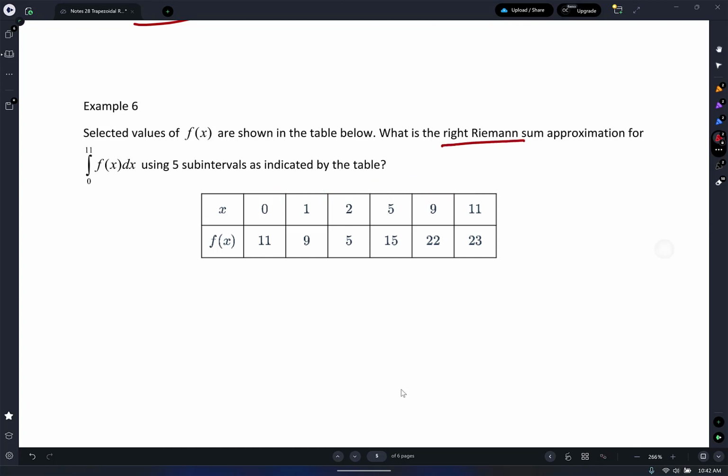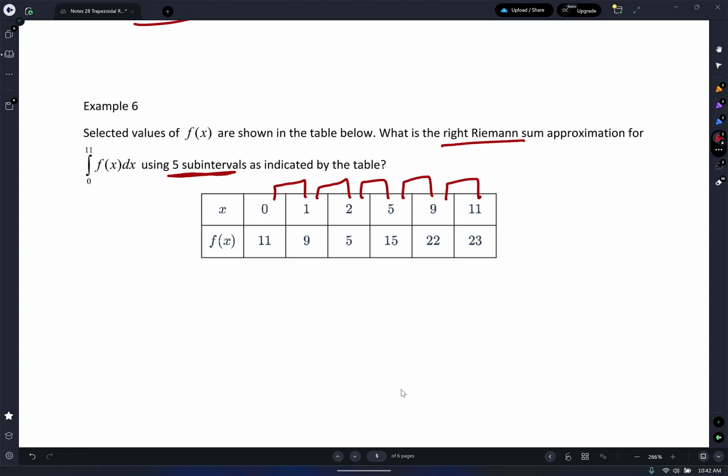Write a Riemann sum approximation between 0 and 11. How many rectangles do they want me to use? 5, as indicated by the table. So notice our delta x's are not the same now. Here's my first rectangle. Here's my second. Here's my third. Here's my fourth. Here's my fifth.